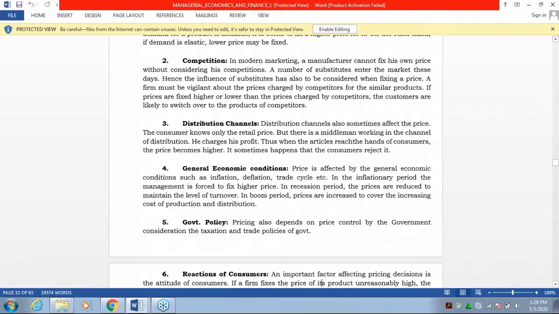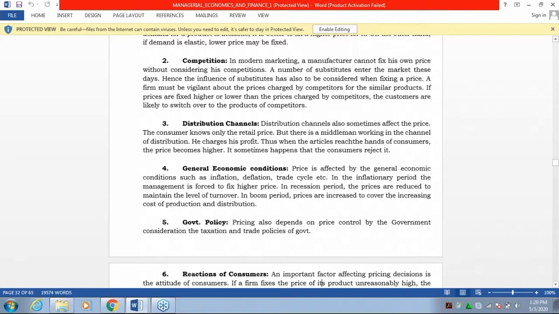The reaction of the consumer as well is part of the external factors. An important factor affecting the pricing decision is the attitude of the customers or consumers. So if a firm fixes the price of its product unreasonably high, the consumer may boycott the product voluntarily without anything to convince them. Are we getting it?